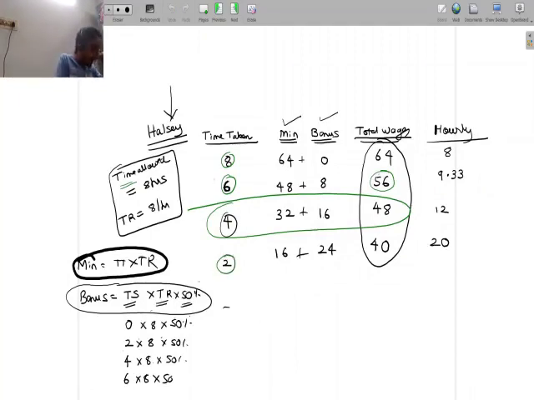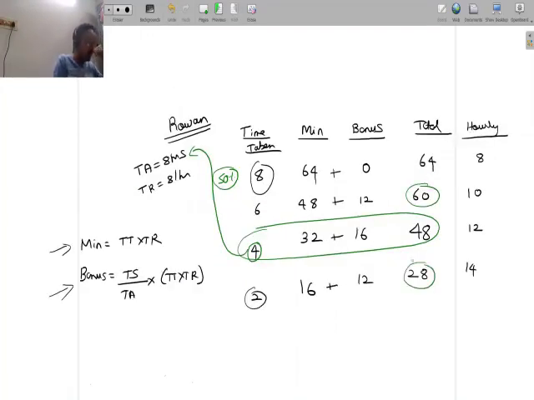But for 2 hours, which is lesser than the 50%, if Halsey is adopted, then 40 rupees has to be paid, but if Rowan is adopted, 28 rupees only has to be paid. So from this we can have some conclusions here.